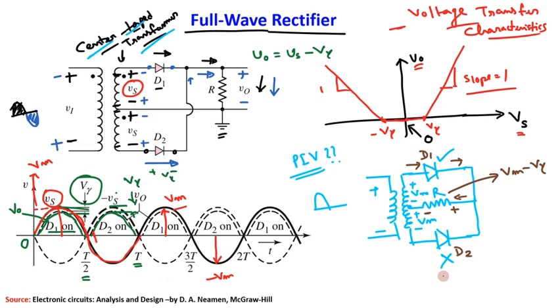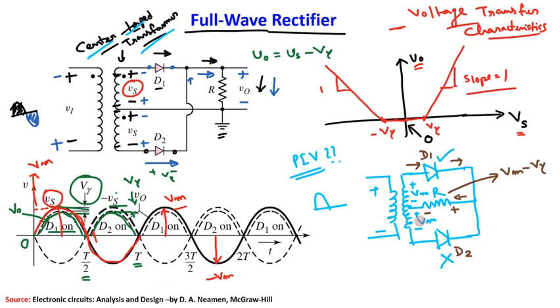Okay, now let us focus our concentration on this diode D2 and this lower part of the circuit. Now if you apply a KVL, this diode is not conducting, so here there is a voltage drop of Vm and here there is a voltage drop of Vm minus V gamma.